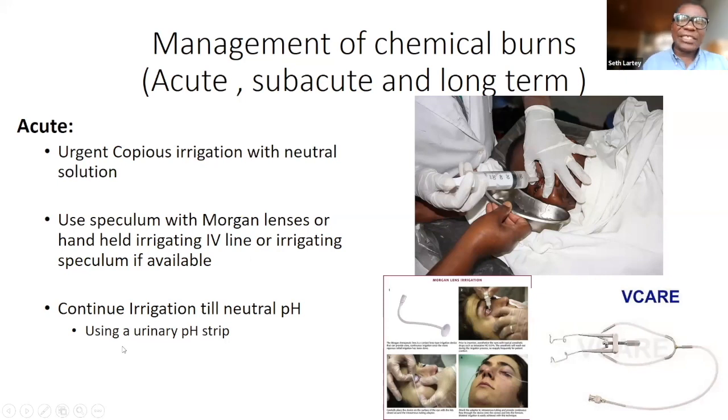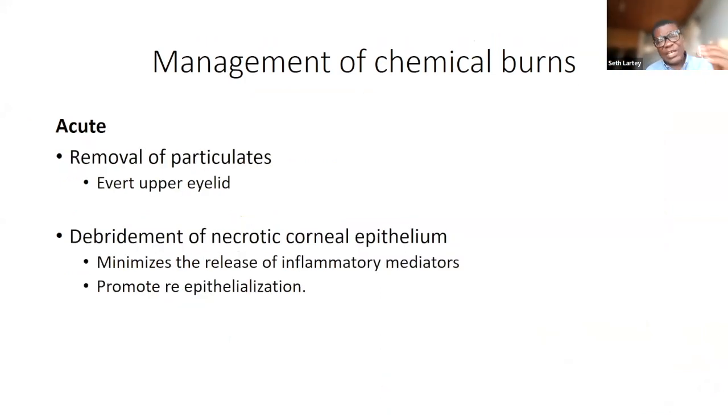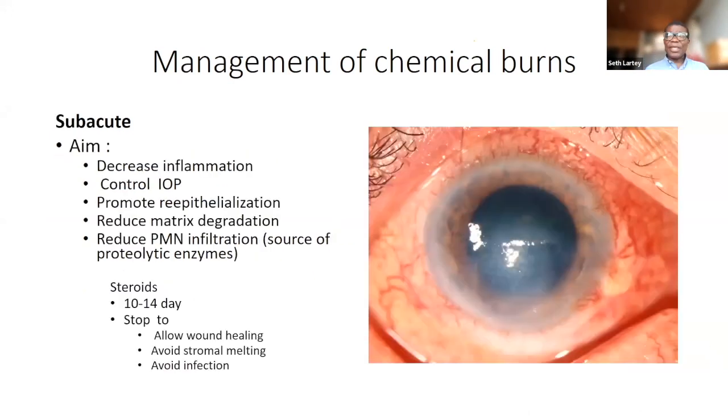Continue the irrigation to a neutral pH using a urinary pH strip. If you don't have it, just keep on irrigating for 30 to 45 minutes. During the acute phase, you must invert the upper eyelid and look for particles and clean them up. You may want to debride necrotic epithelial tissues. That's important because it minimizes the release of inflammatory mediators and promotes reepithelialization.